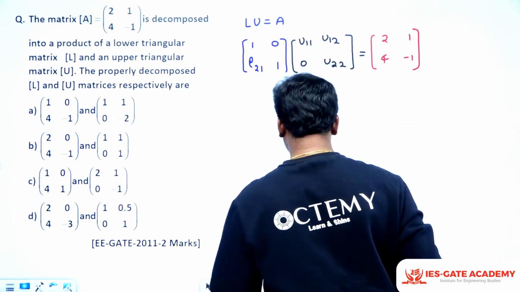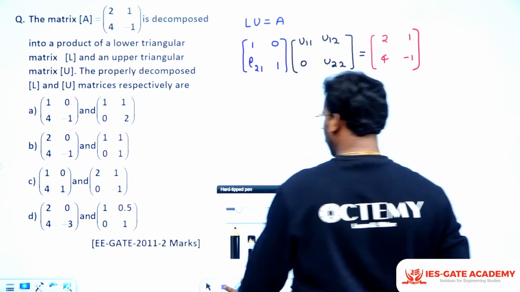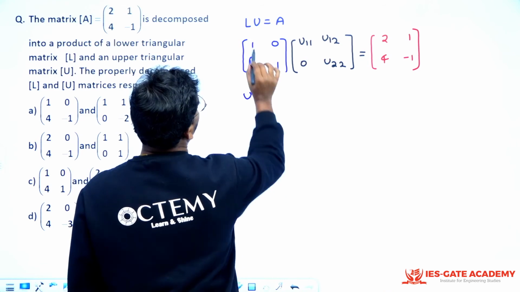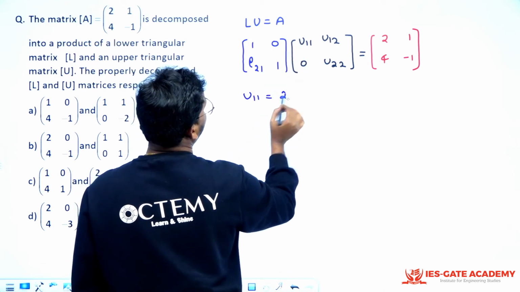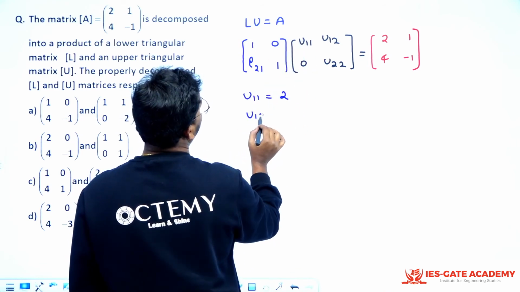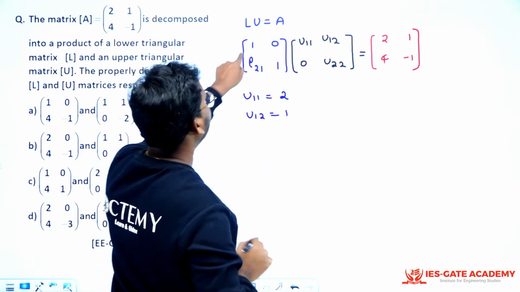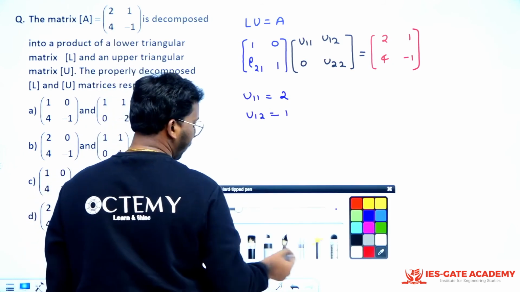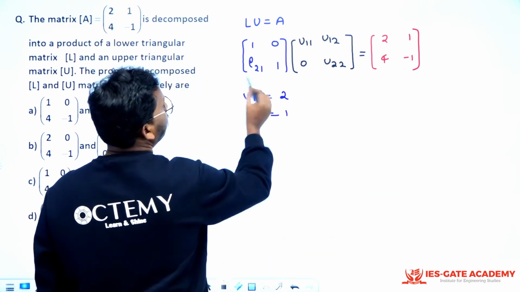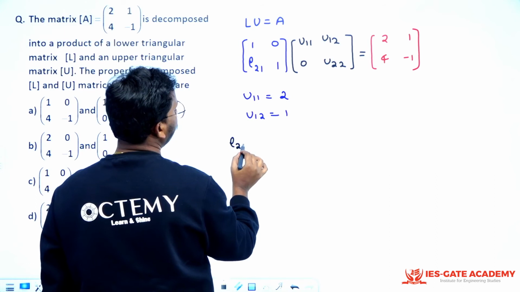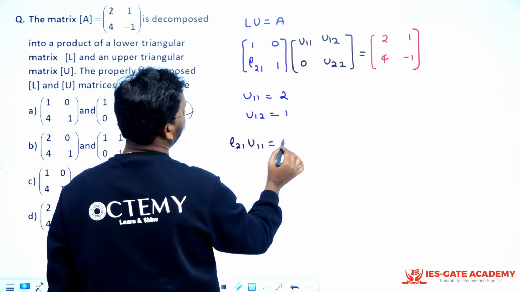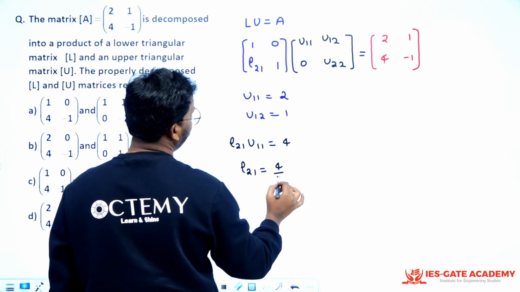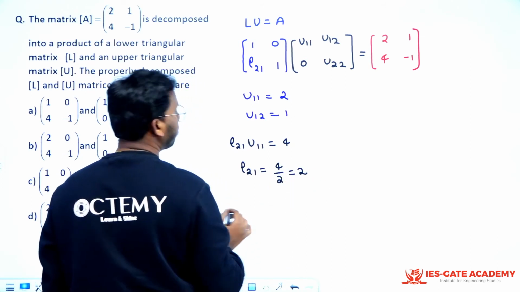So now let us try to do this. Very simple, sir. What will be your U11? This into this, U11 is equal to 2. What will be your U12? U12 equal to 1. This into this, right? Next, this into this, that is L21 U11 is equal to 4. So what will be your L21? That is 4 by 2, that should be equal to 2, right?